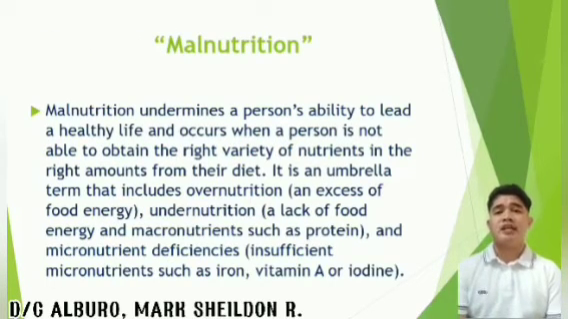And lastly is malnutrition. So malnutrition determines a person's ability to lead a healthy life and occurs when a person is not able to obtain the right variety of nutrients in the right amount from their diet. It is an umbrella term that includes overnutrition, undernutrition, a lack of food energy and macronutrients such as protein, and micronutrient deficiencies, insufficient micronutrients such as iron, vitamin A, or iodine.